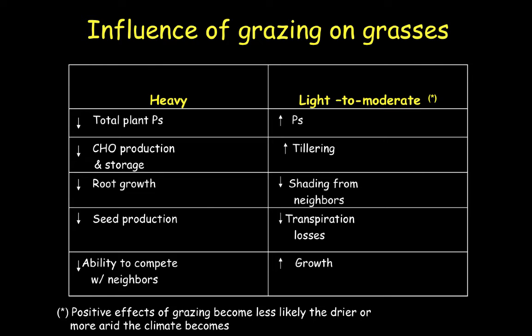And finally, grazing heavily or heavy stocking rates is going to decrease the ability of a plant to compete with its neighbors. However, if we move to light to moderate grazing distributions, we have the ability to increase photosynthesis, increase tillering, decrease the shade from the neighboring plants, as well as transpiration losses. And all of those things are going to contribute to increased overall growth.